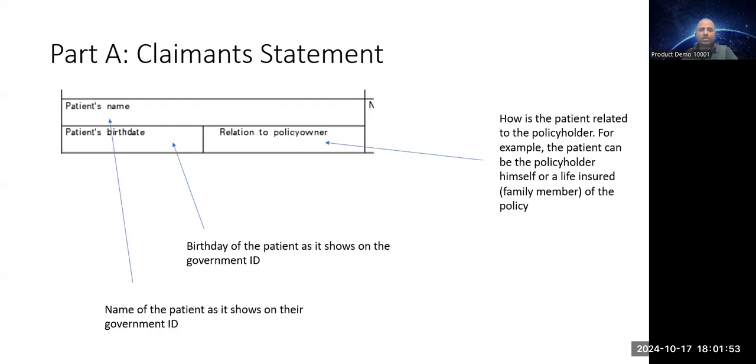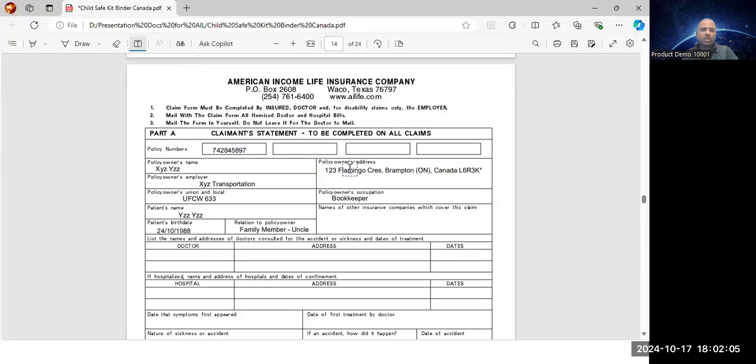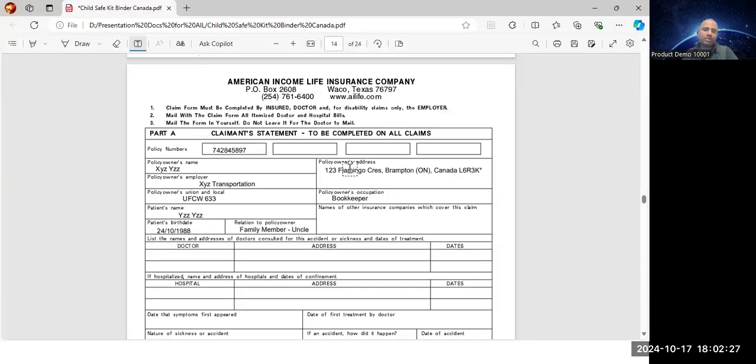You'll need to let your insurance company know what the relation of the policy owner is to the patient, okay, or the life insured. And again, when it comes to the patient's birthday and name, they must match his or her government photo ID. Okay, and again, this is to verify the name, the address, so on and so forth. Okay, so address should match your government photo ID. The name should match the government photo ID as well as the birthday.